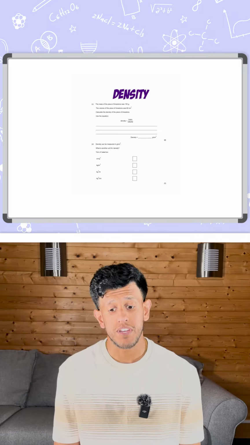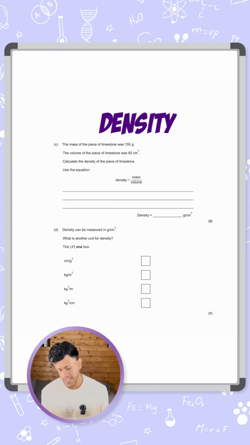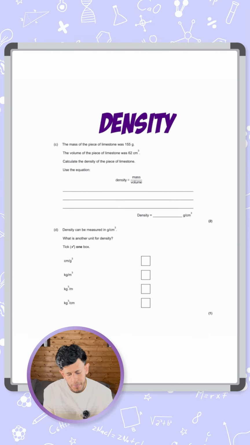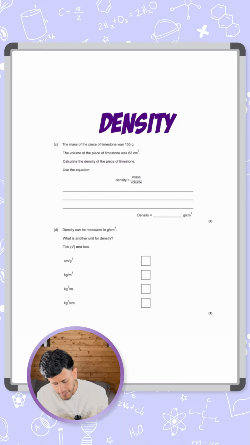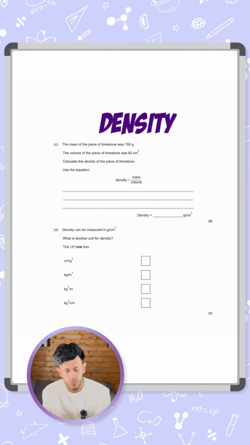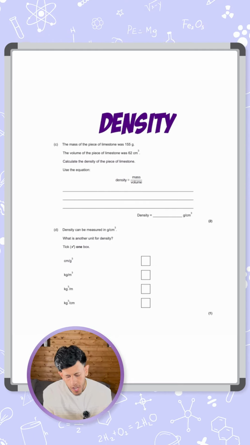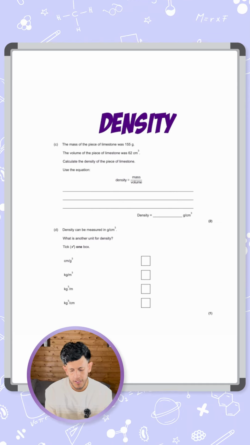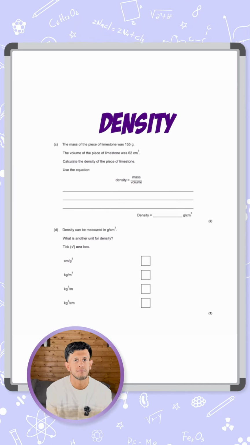So let's take a look at this question on density and the calculation of density. The mass of a piece of limestone was 155 grams. The volume of the piece of limestone was 62 centimeters cubed. Calculate the density of the piece of limestone, and they've told us the equation here, density equals mass over volume.